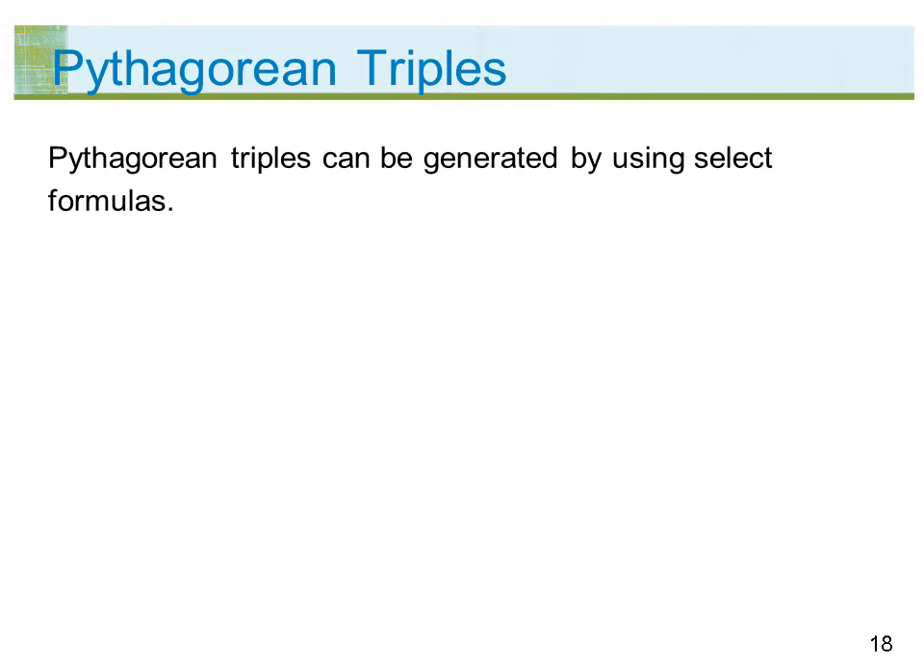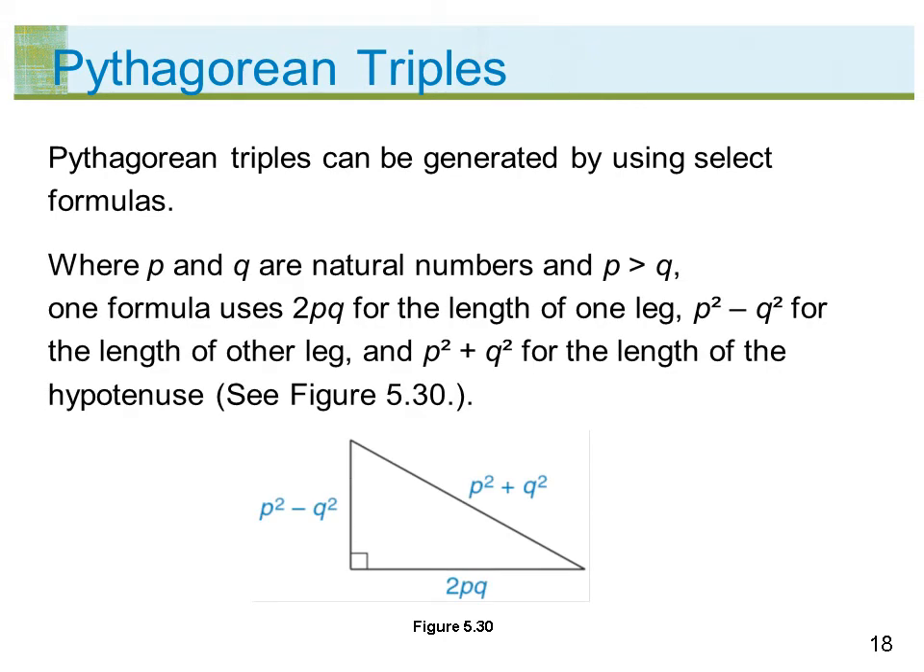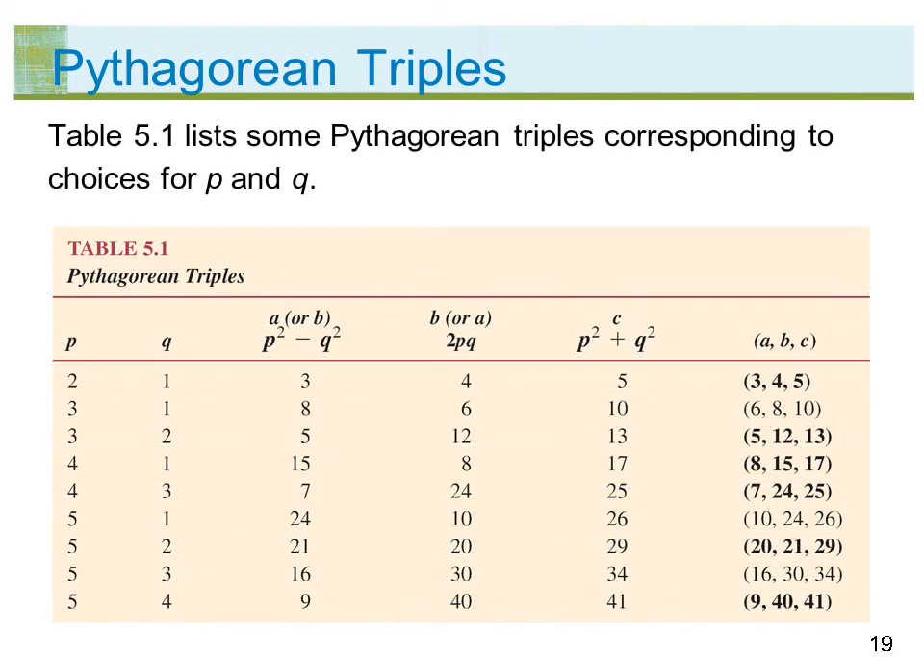Pythagorean triples can be generated by using select formulas, where p and q are natural numbers and p is greater than q. One formula uses 2pq for the length of one leg, p squared minus q squared for the length of the other leg, and p squared plus q squared for the length of the hypotenuse. See figure 5.30. Table 5.1 lists some Pythagorean triples corresponding to choices for p and q.